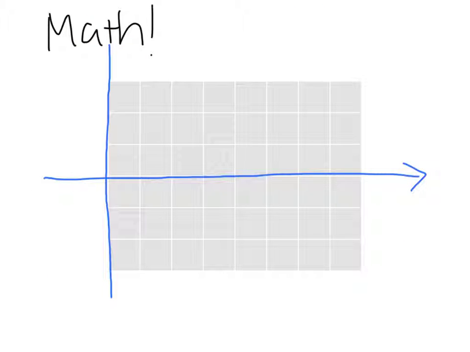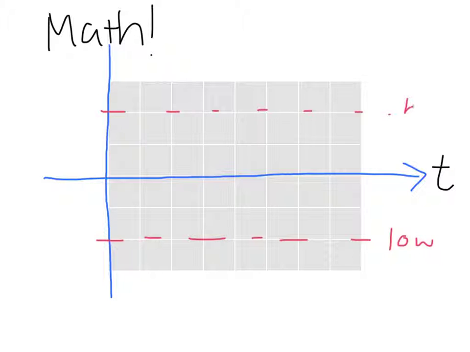Now let's talk about what a wave is mathematically. On the last slide we said that a wave oscillates, which means that it moves between some high value and some low value throughout time. So let's call this our time axis, t, and we'll name this arbitrarily our low value, and we'll call this our high value.